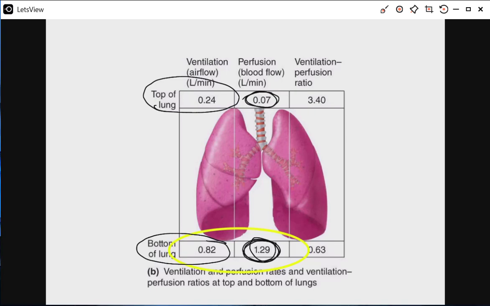1.29 is much greater than 4 times 0.07. So in other words, we really do not send blood to poorly ventilated areas. It's not even a little bit. It's like hardly any at all. And we really do try to make sure that we maximize our ability to oxygenate our blood by sending our blood to the best ventilated areas.